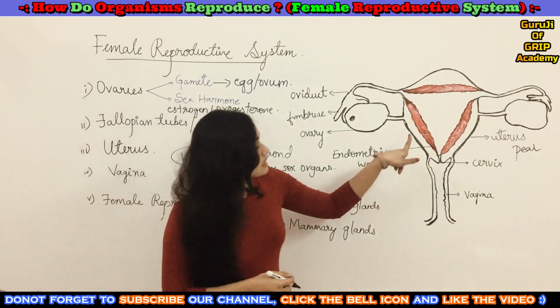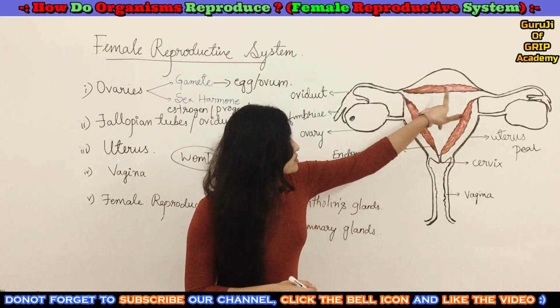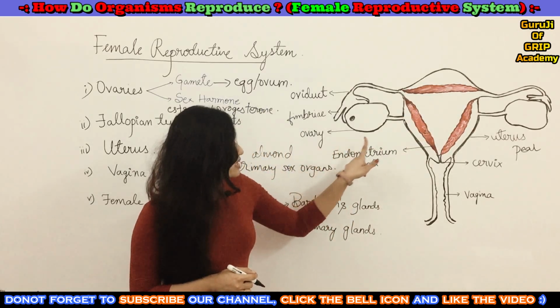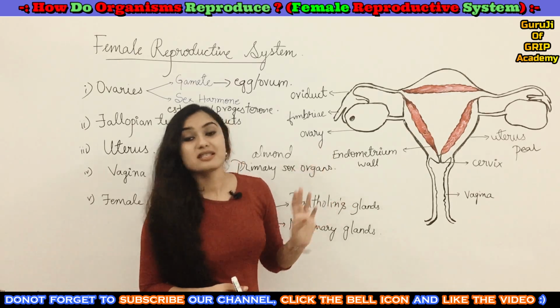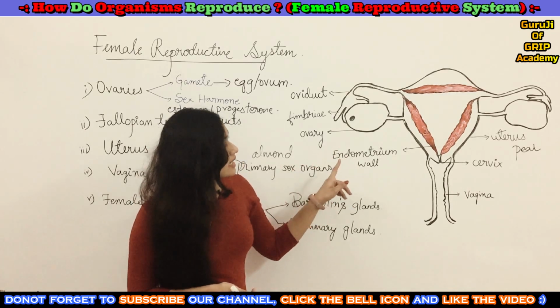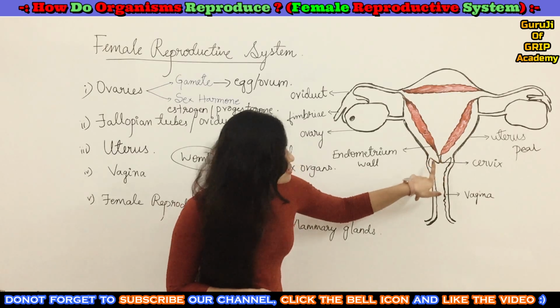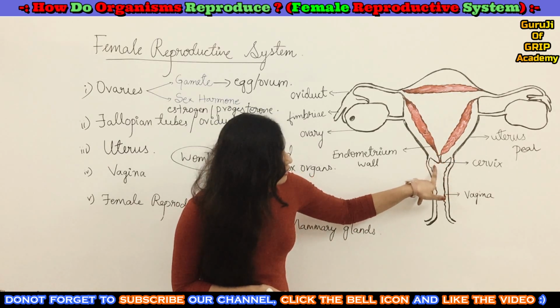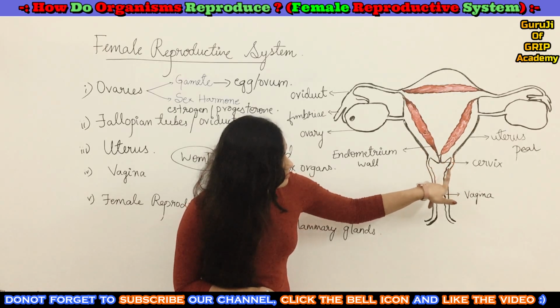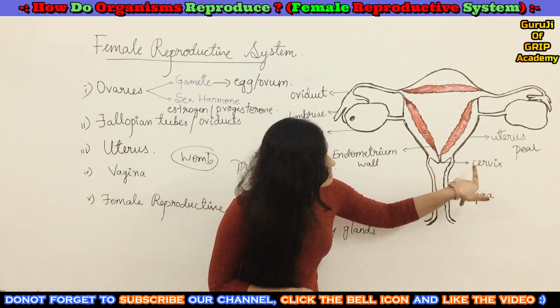Correct. And the inner lining of this uterus is made up of endometrium tissue, or endometrial tissue, we call. I'll tell its importance going forward. And now the tip of this uterus, the opening of this uterus at its bottom, we call it as a cervix.